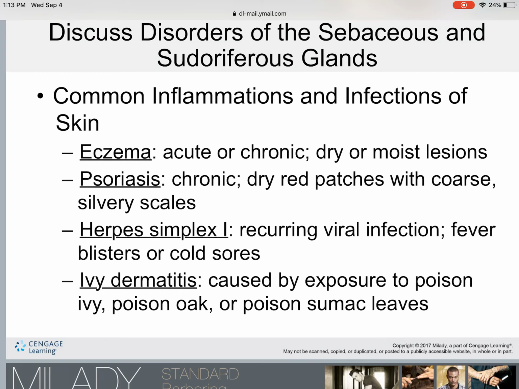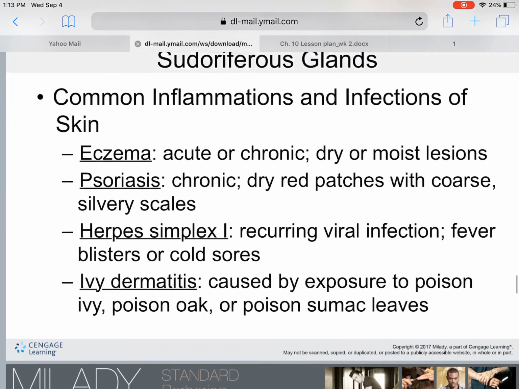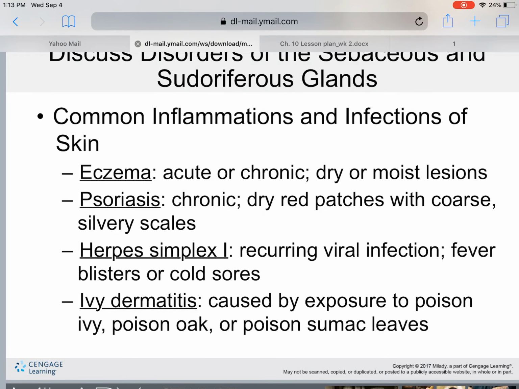Herpes simplex 1 is a recurrent viral infection that produces fever blisters or cold sores, characterized by a single vesicle or group of vesicles with red swollen bases. Ivy dermatitis is caused by the exposure to poison ivy, poison oak, or poison sumac leaves. These disorders are serious, and you want to make sure that you receive medical attention if you come into contact with these.